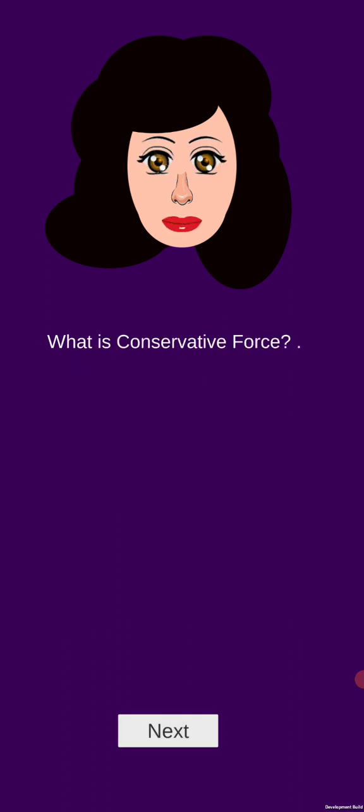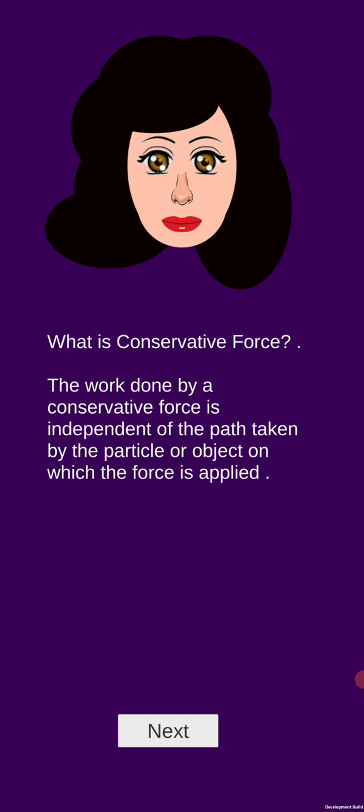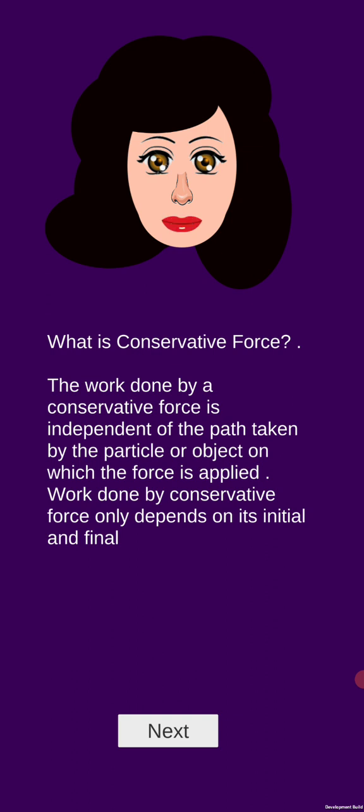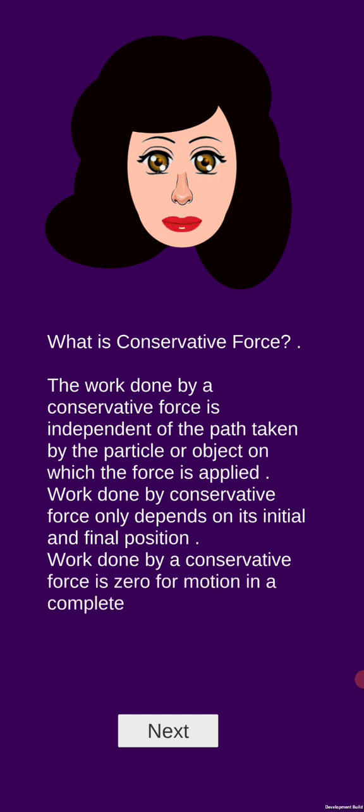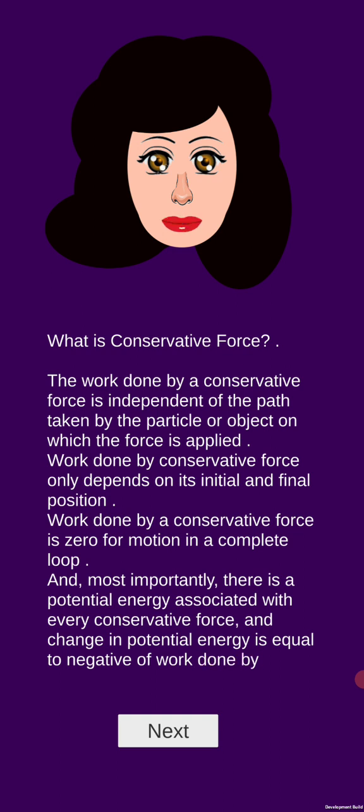What is conservative force? The work done by a conservative force is independent of the path taken by the particle or object on which the force is applied. Work done by a conservative force only depends on its initial and final position. Work done by a conservative force is zero for motion in a complete loop. And, most importantly, there is a potential energy associated with every conservative force, and the change in potential energy is equal to the negative of work done by the conservative force.